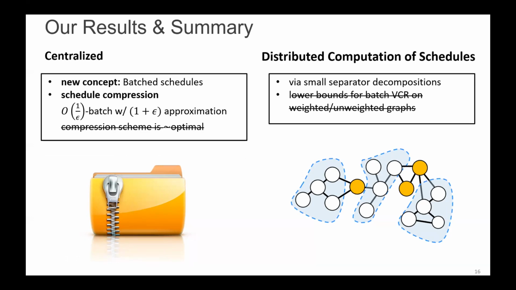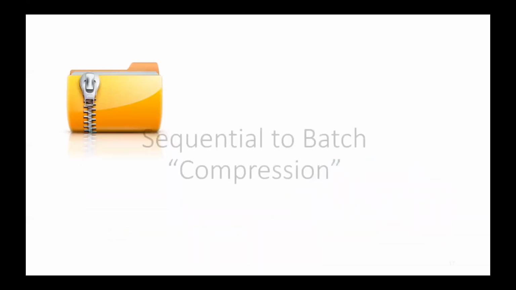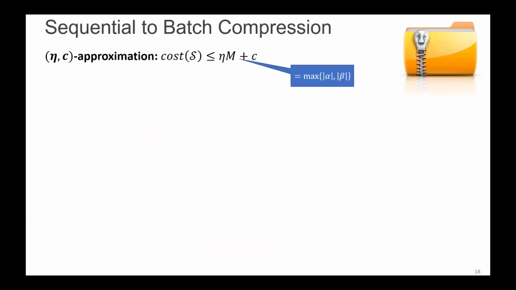So we'll first start with this schedule compression, which takes a sequential reconfiguration schedule of a certain length and compresses it. Basically, it creates a new schedule which just has a small number of batches without increasing the cost a lot. So sequential to batch. And now let me first start with what I mean by only some 1 + epsilon factor increase in the cost. This is more or less what you know from classic approximation algorithms.